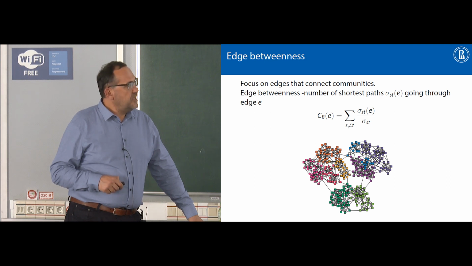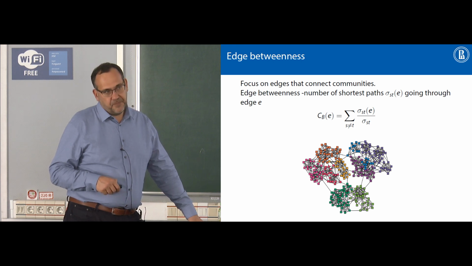Most likely these edges, right? Those that are bridges. Because if you want to get from any node here to any node there, you have to go through those three edges. There's no other way, right? Any node from here to any node there, you have to go through those two edges.